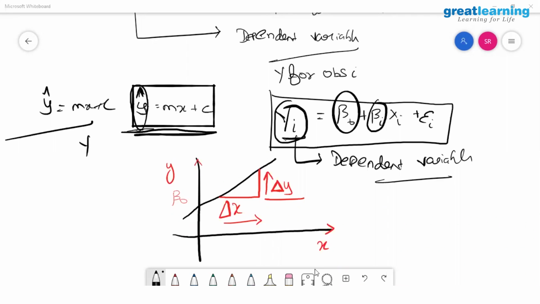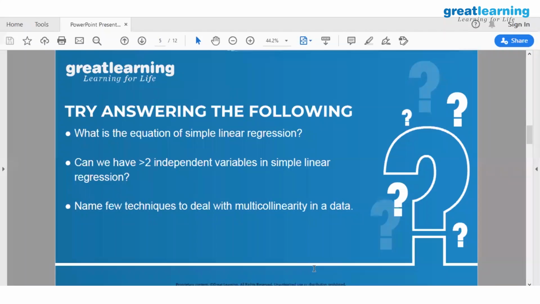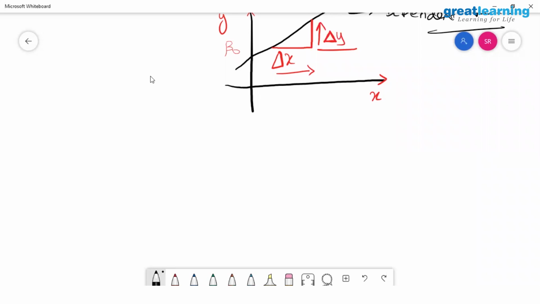Right? Our second question: can we have more than two independent variables in simple linear regression? That becomes a multiple linear regression. Now, what is the equation for a multiple linear regression? Y cap is equal to m1 x1 plus m2 x2 plus m3. Perfect. Y cap is equal to b naught plus b1 x1 plus b2 x2.